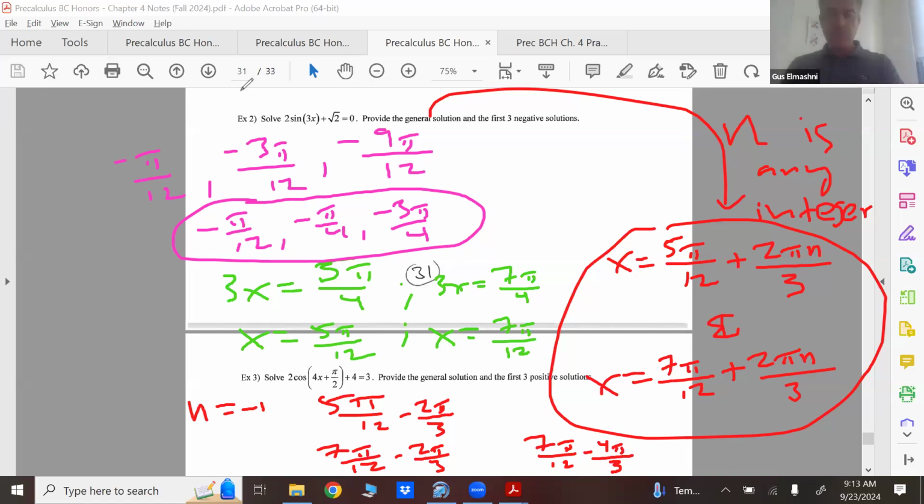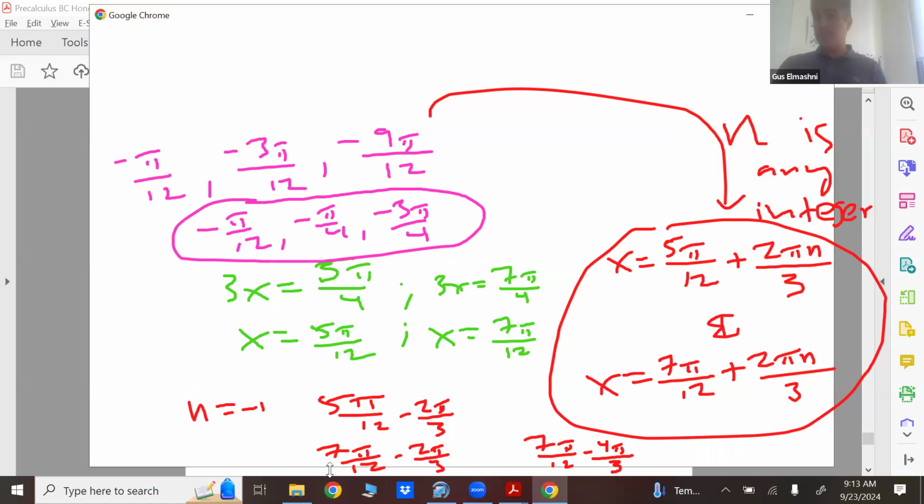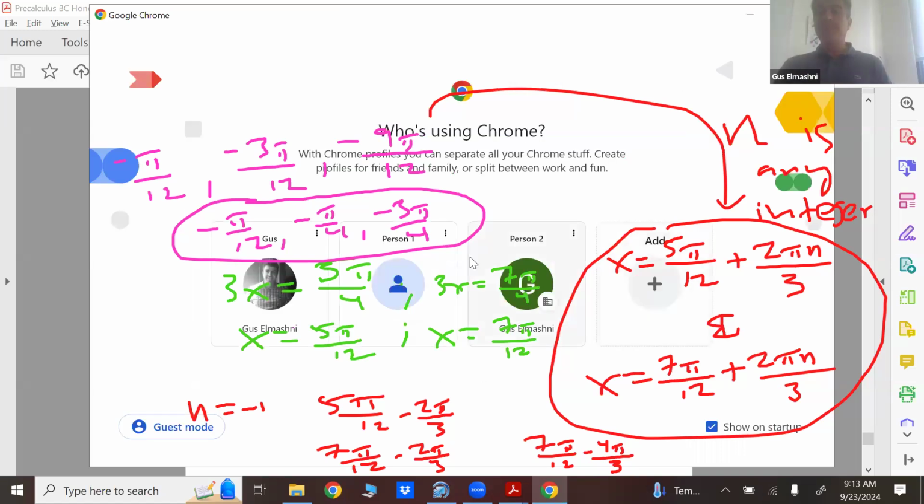So let me show you that general solution right here. Let's go back to Desmos. Do we have to verify that? Are those always going to be the first 3 negative solutions if n is -1? It depends on the situation. So we can't just plug in. You have to see which one happens first between the two.